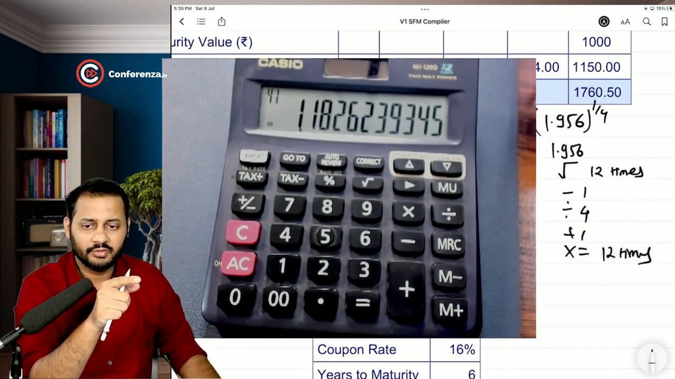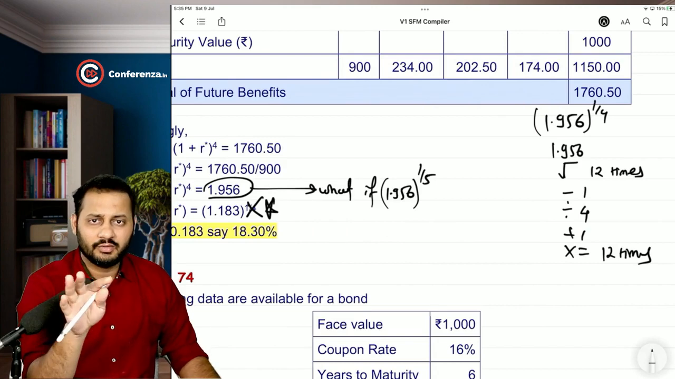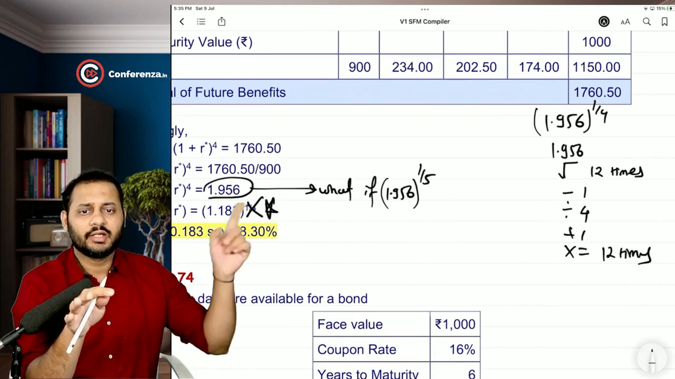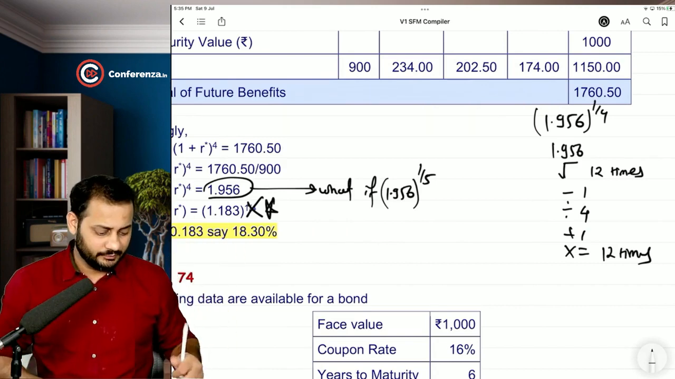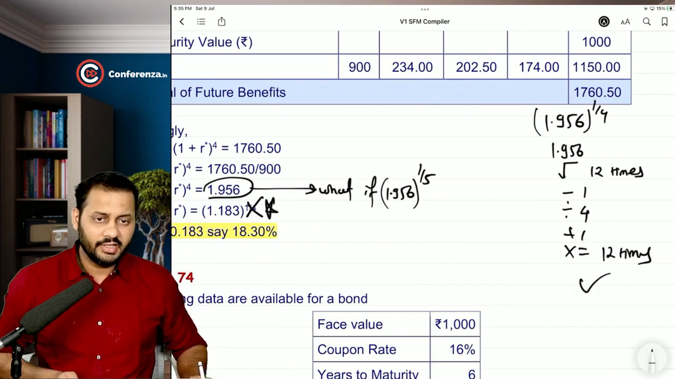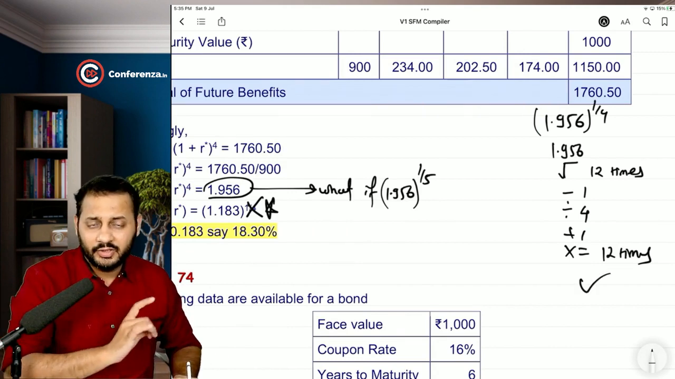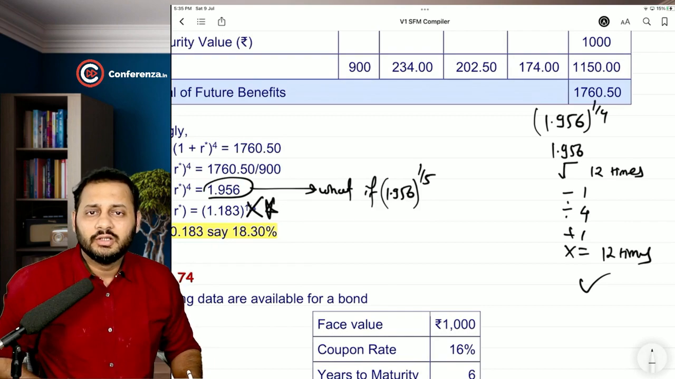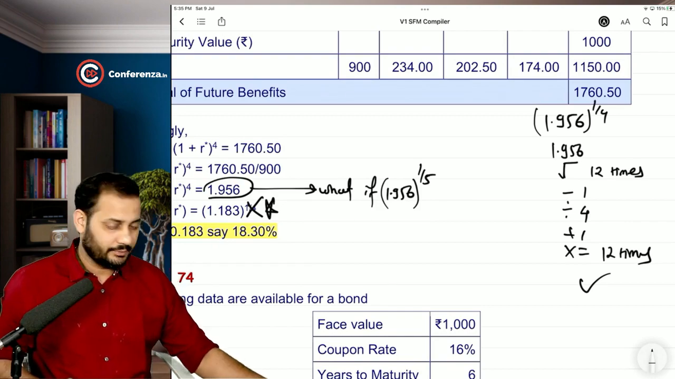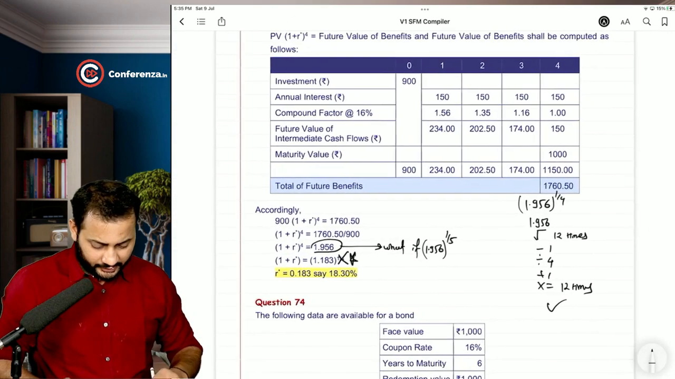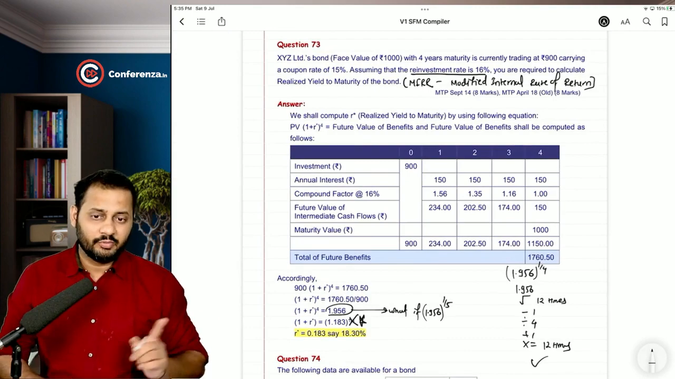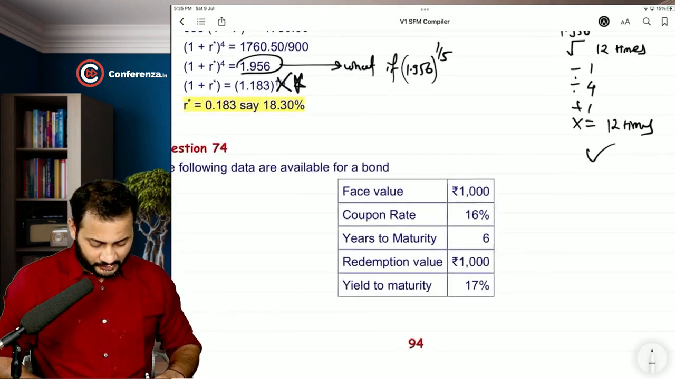That's what we calculated. So any power, let it be any power, you can calculate with this formula, with this method. Any figure with any power can be calculated on the calculator with these steps. Okay, shall we move ahead? So this was called MIRR, modified internal rate of return.